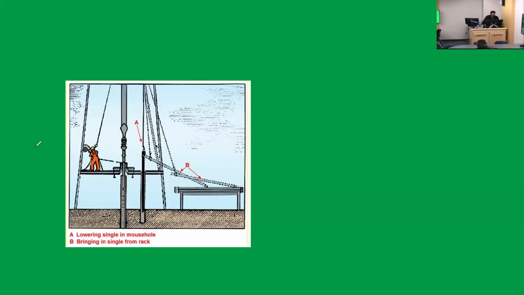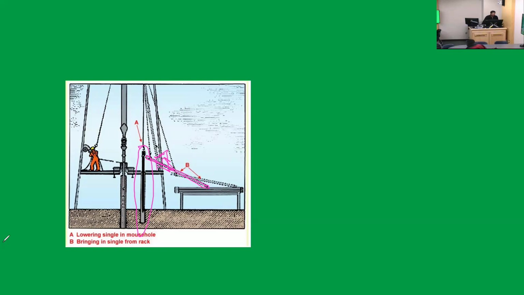Let me show you something. So when you lift, you have a rack full of drill pipes, and you are picking up one to be placed in the mouse hole. This is the mouse hole, right? So when you pick up the pipe from the rack to put it in the mouse hole, what do you go through? You go through the window. Yeah, it goes through the window.